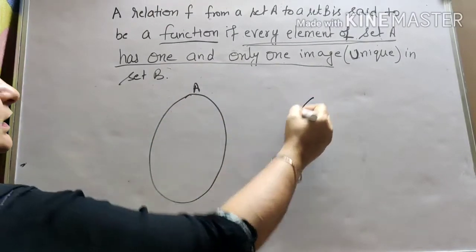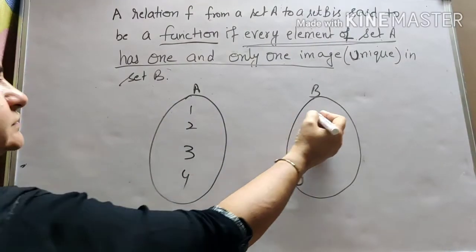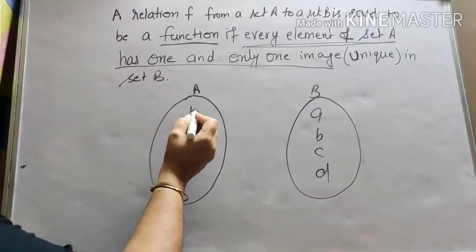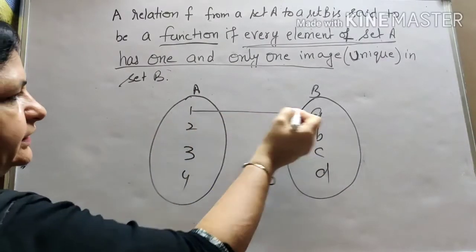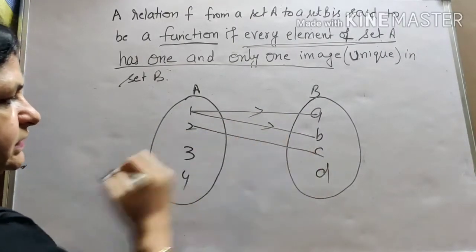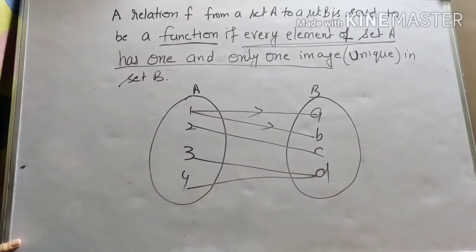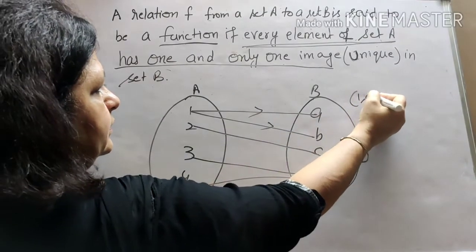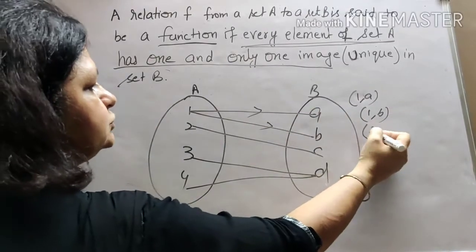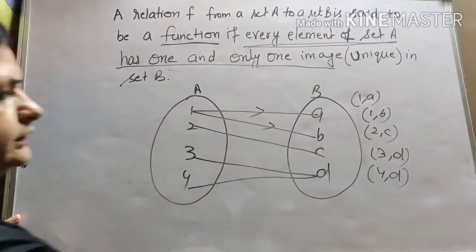Elements of set A are 1, 2, 3, 4. Elements of set B are A, B, C, D. Now, if it is given that the image of 1 is A, the image of 1 is B, the image of 2 is C, the image of 3 is D, the image of 4 is also D. Now, 1 is related to A, 1 is related to B, 2 is related to C, 3 is related to D, 4 is related to D.